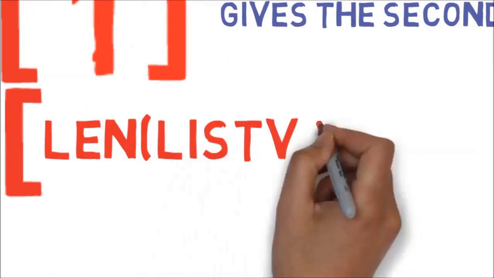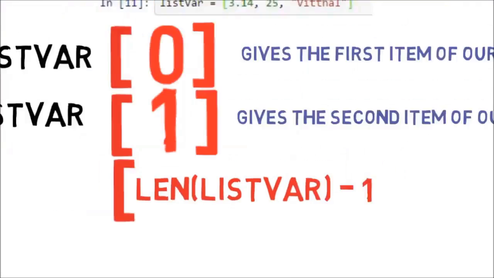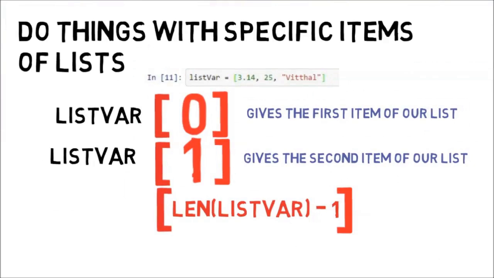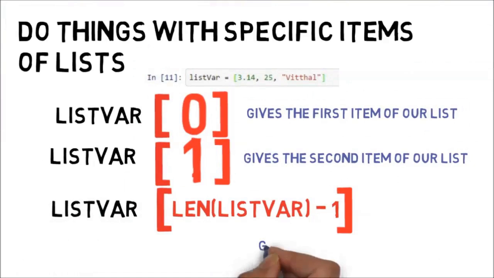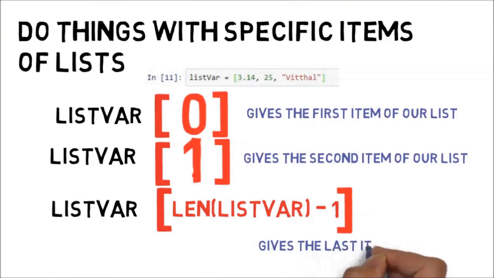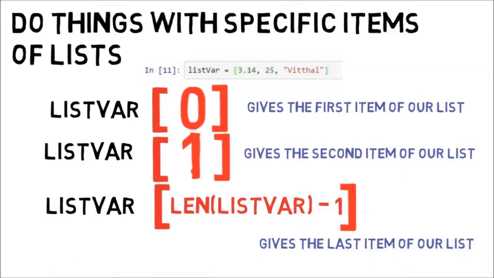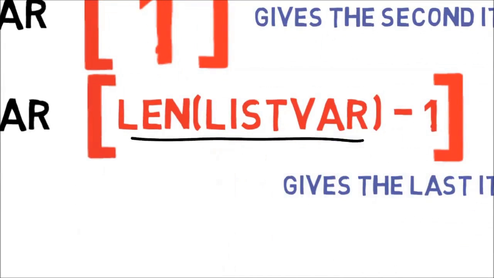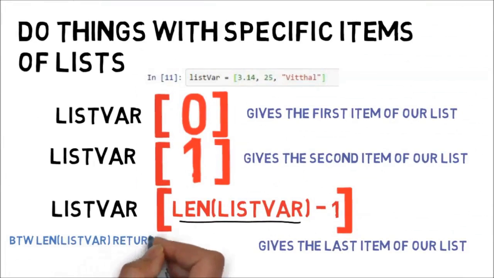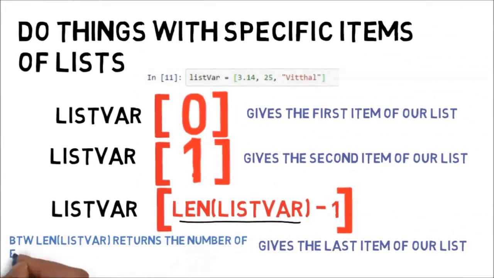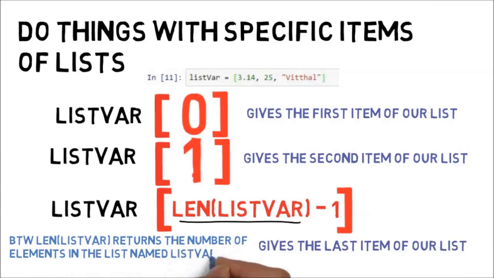len(list_var) - 1, if you put this inside the square brackets, this will give you the last element of the list. So in this case, len(list_var) - 1 will actually be the number 2, and it will be giving you the last element of the list. len(list_var) returns the number of elements in the list. len(list_var) will give you 3 in this case.